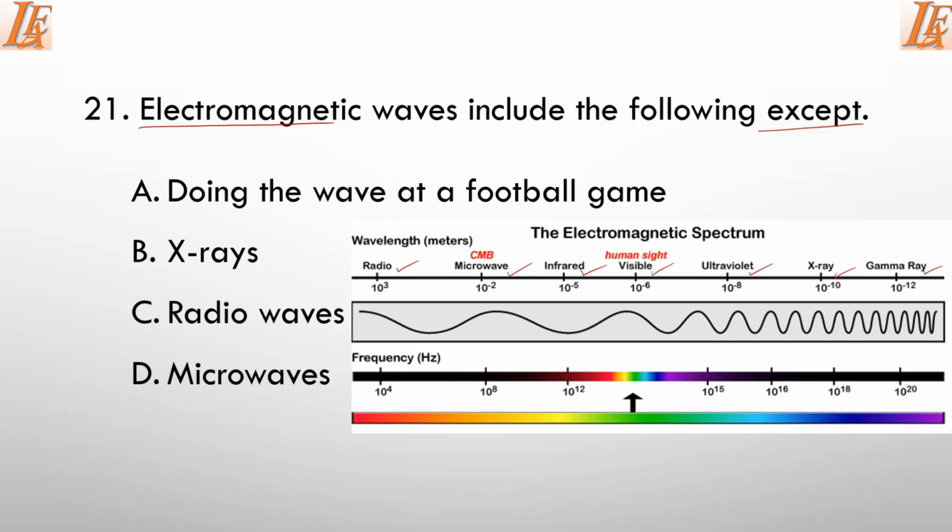Now let's look at the options given and see if they appear among the 7 electromagnetic waves that we have just mentioned. A, doing the wave at the football game, does not appear among the 7 that we have listed. X-rays, they are there. Radio waves, correct. Microwaves, correct. So the one which is not an electromagnetic wave is A, which is doing the wave at the football game.